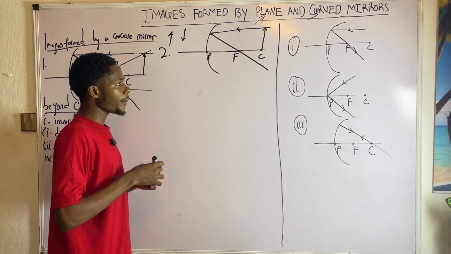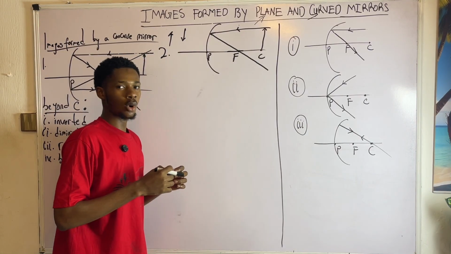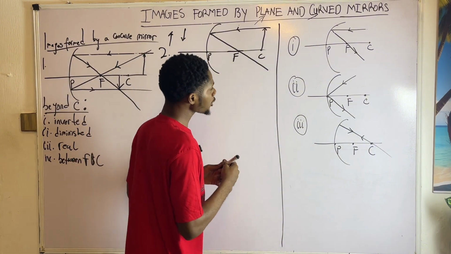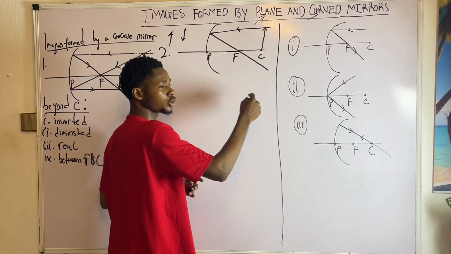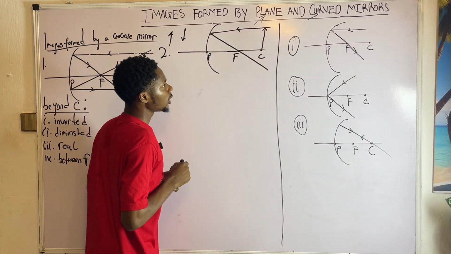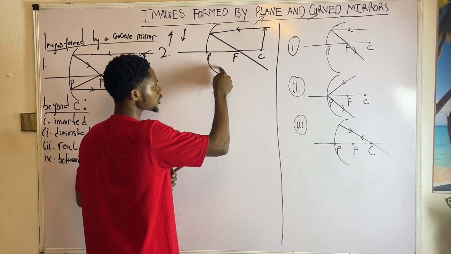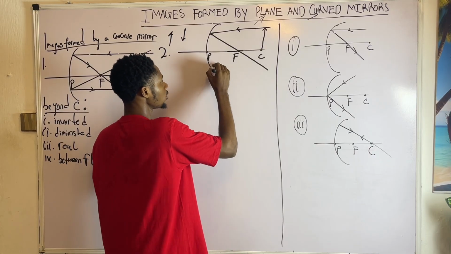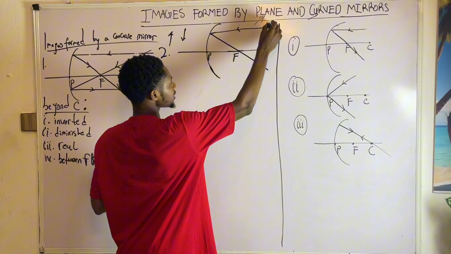Now remember we have to add an additional ray, for us to get the kind of image or know the location of the image. Now, which other rule can we make use of? If we make use of C, the ray just passes through like this. It will not touch. We need the one that will touch. If we make use of the focus again, if the ray passes through F, it's going to reflect parallel to the principal axis.